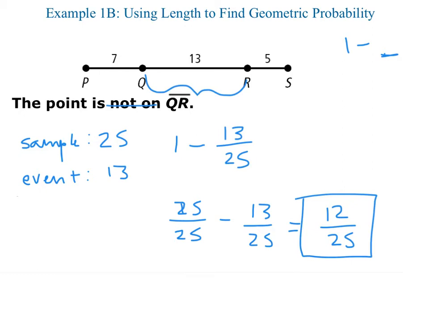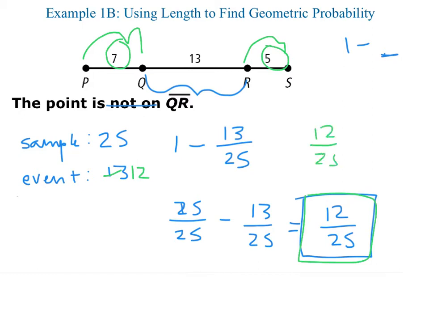We could also do this problem a different way. We could say that when it's not on QR, then it would have to be either on PQ or RS. So then we could just add these 2 together, and that would be when it's not on QR. So then our event would be 12, and then we would just have 12 divided by 25. So 2 different ways of doing this, but we get the same thing.